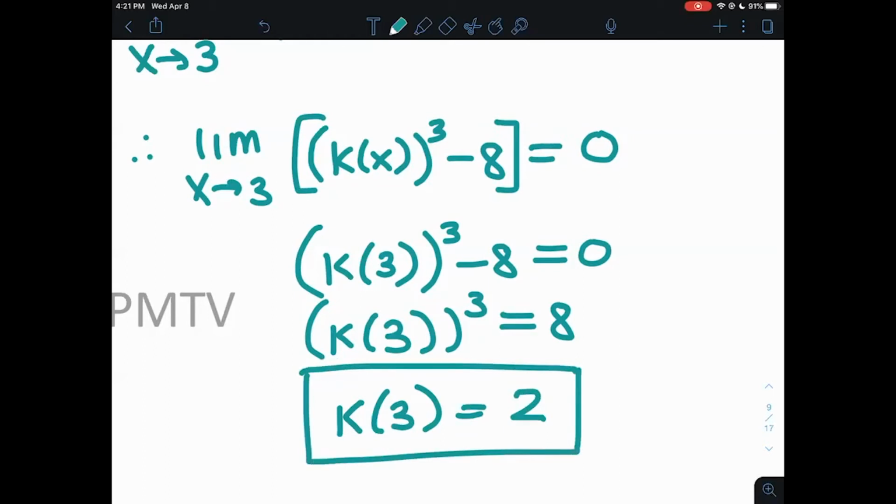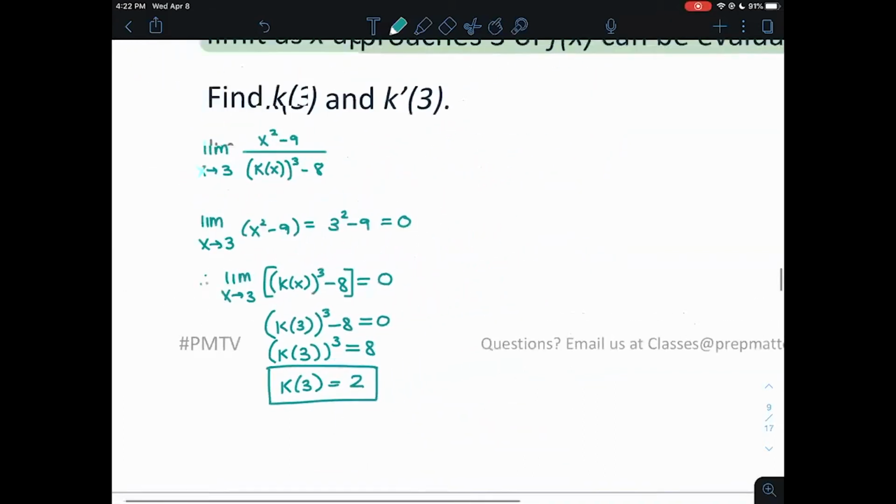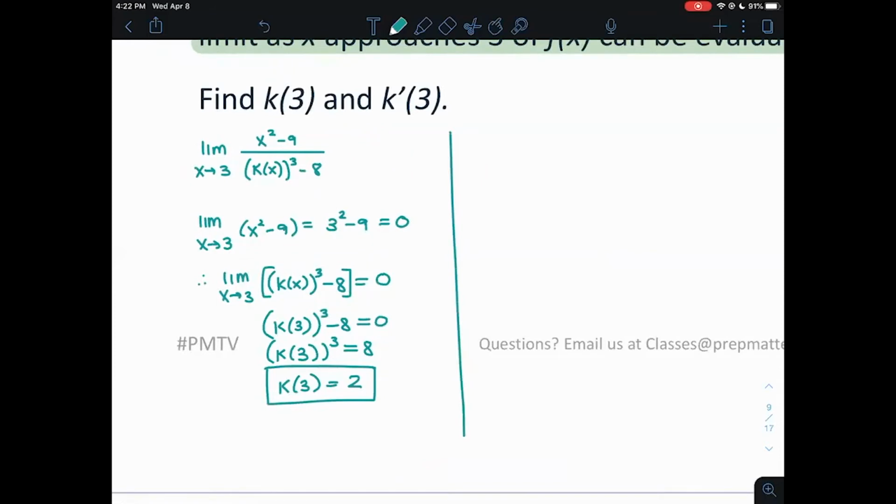So by using this L'Hopital's Rule situation, knowing that in order for L'Hopital's Rule to apply, we need to be in an indeterminate form and need to have this substitution yield 0 over 0 or infinity over infinity, because the numerator, when 3 is substituted in, will give a 0. The denominator, when 3 is substituted in, also has to give a 0. That's going to lead me to the situation where k of 3 equals 2. Now, that's kind of phase 1 of this question.